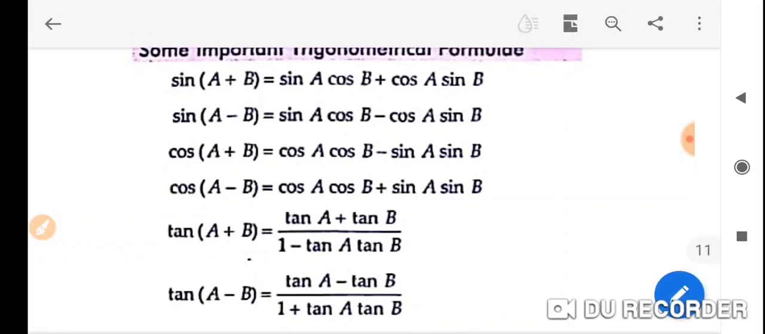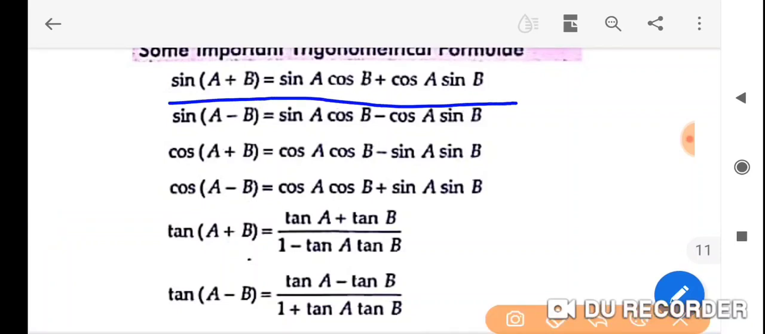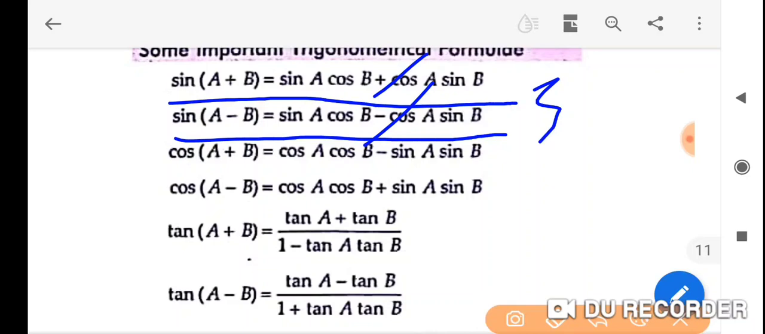Let's see. Sin (A plus B) equals sin A cos B plus cos A sin B. Sin (A minus B) equals sin A cos B minus cos A sin B. There is a difference in sign only. The expressions are the same. You have to visualize it carefully.